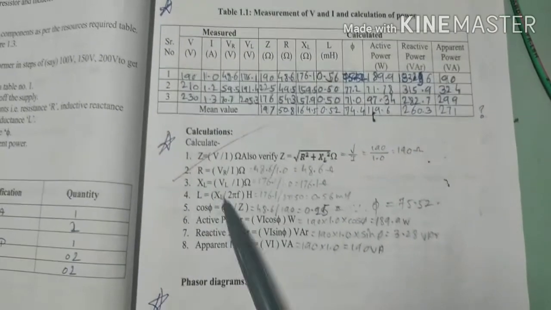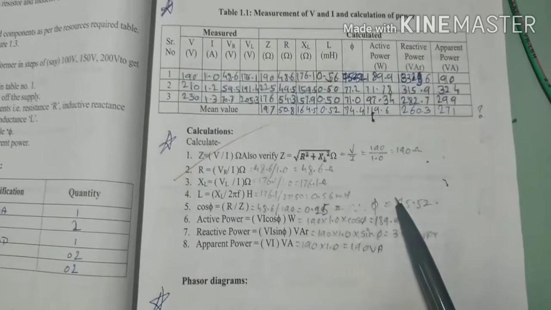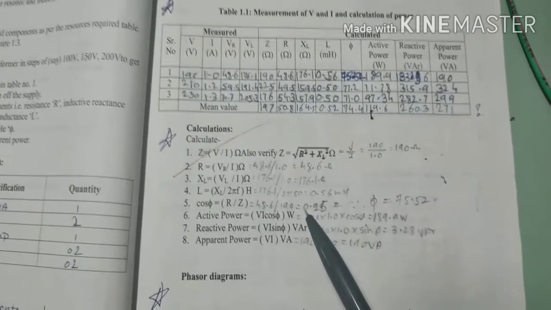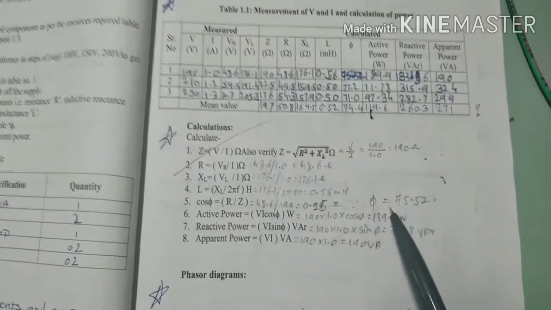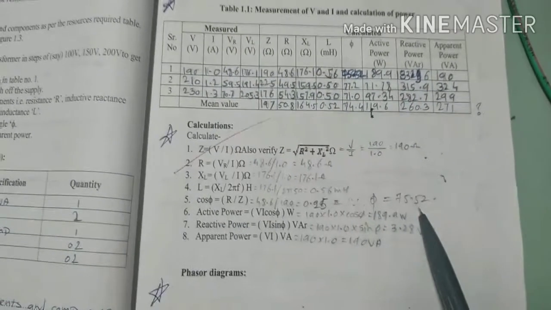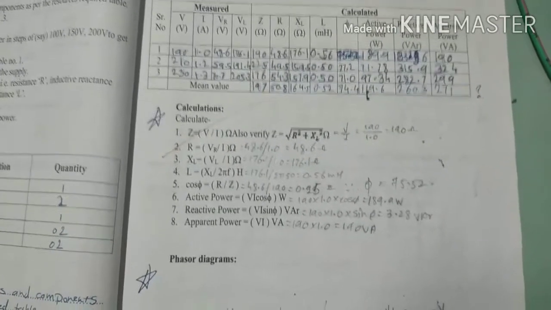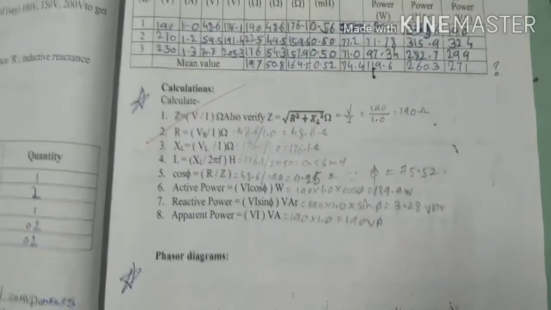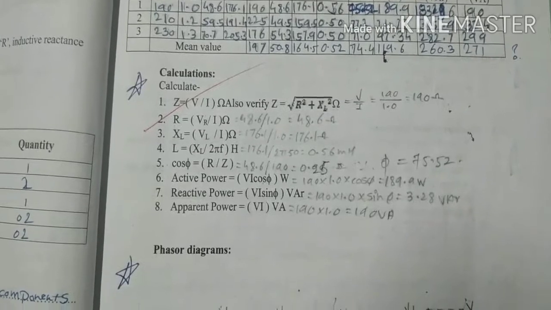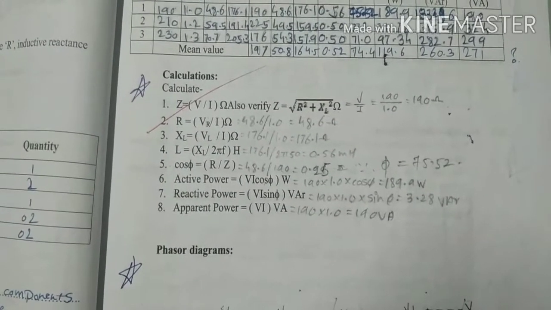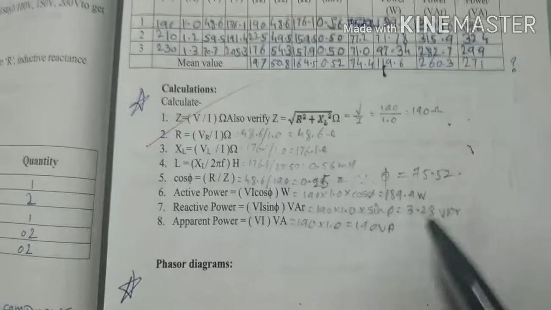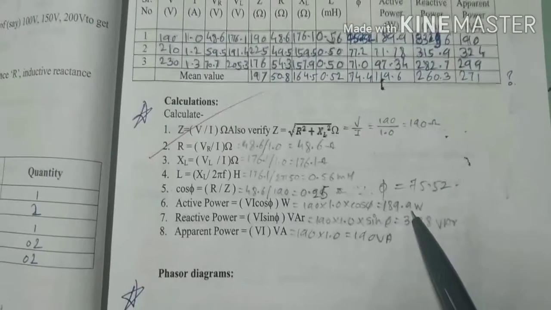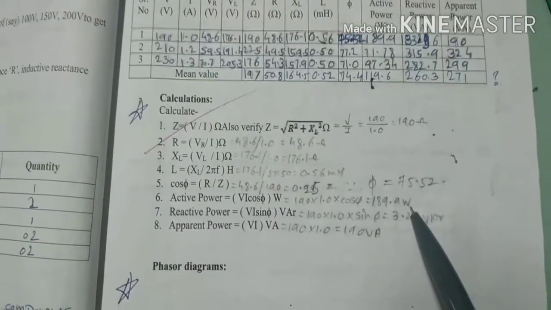From this power factor we can find the value of phi as cos inverse of 0.25. We will get the value of phi as 75.52. Then to find the active power, we will use the formula VI cos phi. So we get 189.90 watt. Watt is the unit of active power.